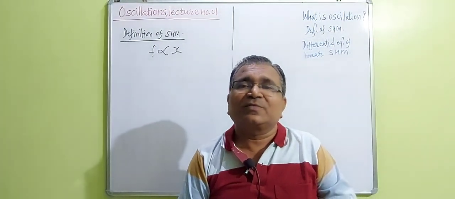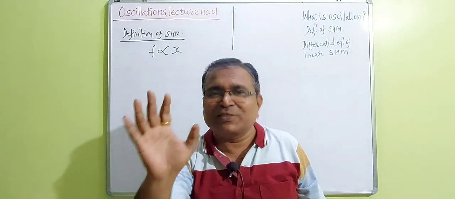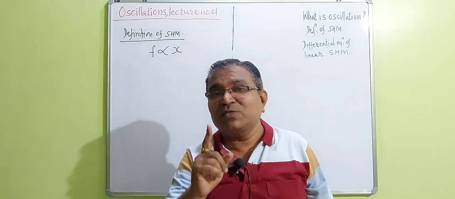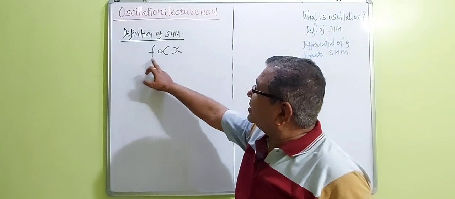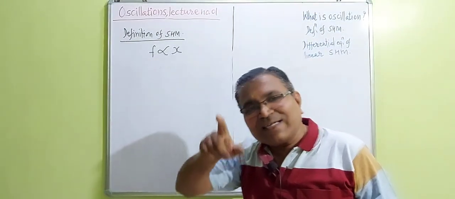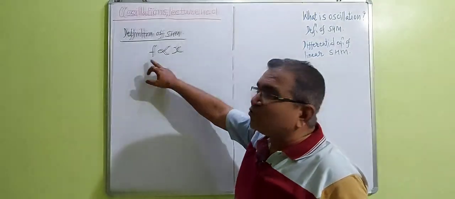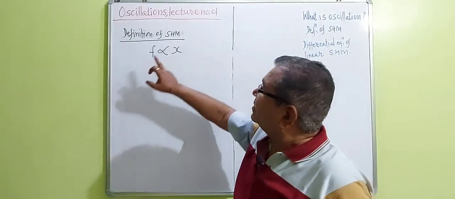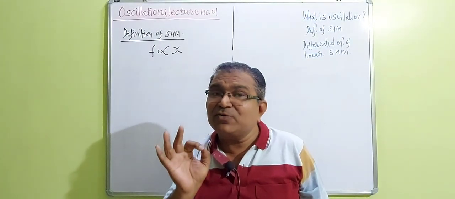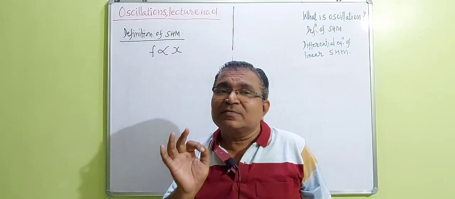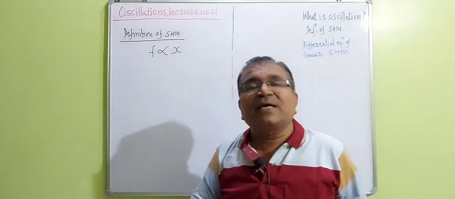Definition of simple harmonic motion. Simple harmonic motion is an oscillatory periodic motion in which the restoring force, or acceleration, because restoring force produces acceleration, so restoring force in bracket acceleration, is directly proportional to the displacement, and the magnitude and direction of the restoring force is opposite to the direction of displacement.